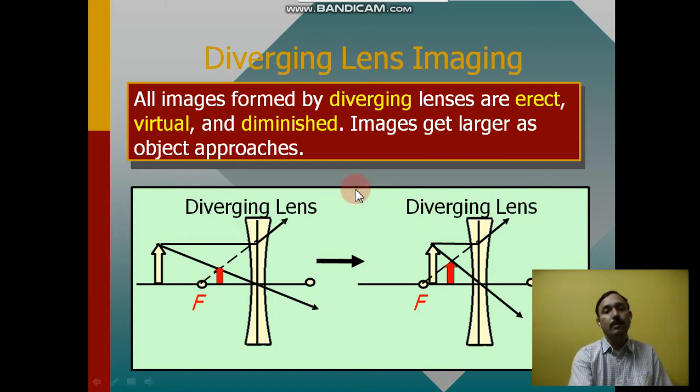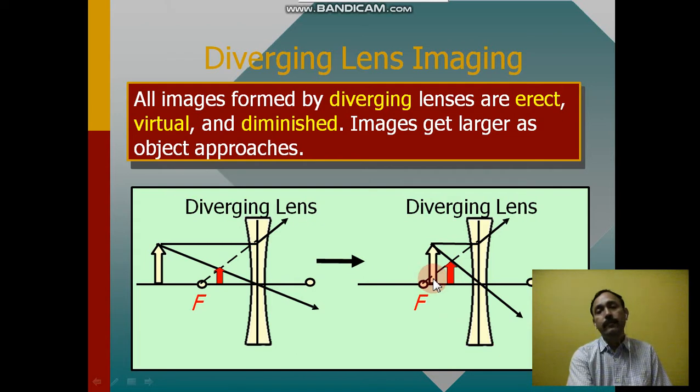Here the object is beyond f or focal length. So this light is falling on the diverging lens parallel to the principal axis. It is refracted along this direction, and the ray that is passing through the optical center is undeviated. So if we extend this ray towards the focus, then these two will intersect at this point, and the image will form here. So this image is a virtual image, it is erect and its size is diminished. That means its height is smaller than the actual object size.